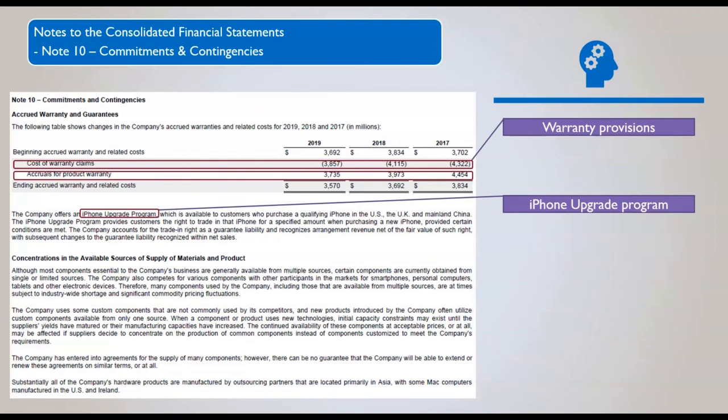We also have an iPhone upgrade program mentioned in the paragraph below the table. This is an interesting paragraph because this is something many of us are familiar with. In essence, the iPhone upgrade program allows customers to trade in their used iPhones for a specific dollar amount when buying a new iPhone. And as such, you can see the impact that this type of program would have on its warranties and guarantees for the company.